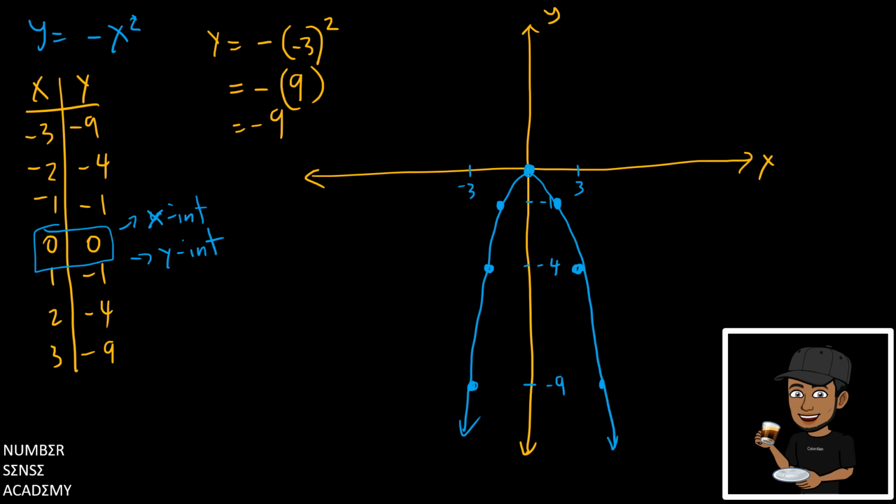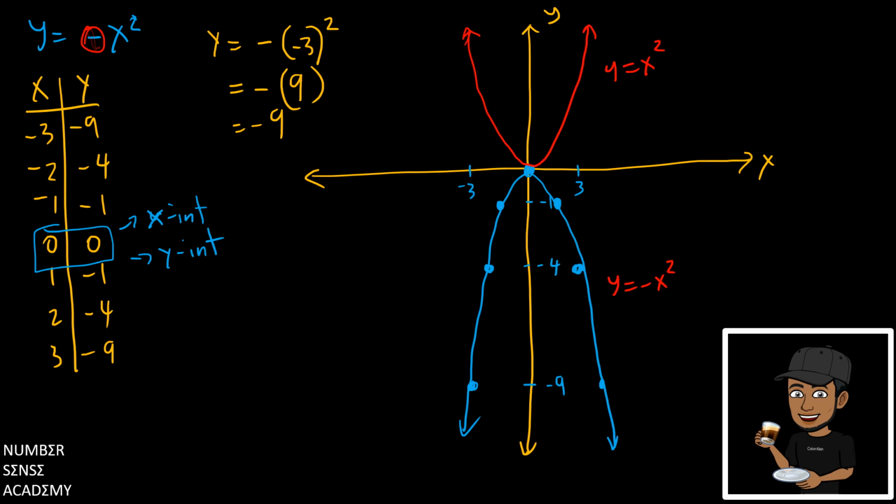So this negative sign turned this graph upside down. So we had our original graph look something like this, right? And so this was y equals x squared. This is y equals -x squared. So we just flipped it across the x-axis.